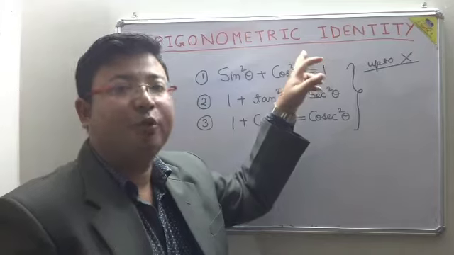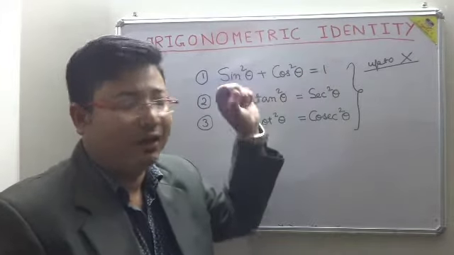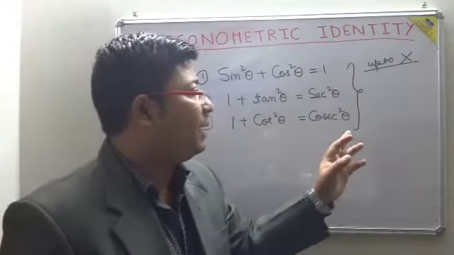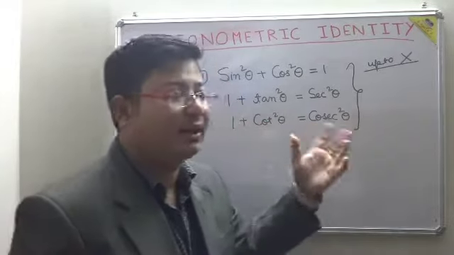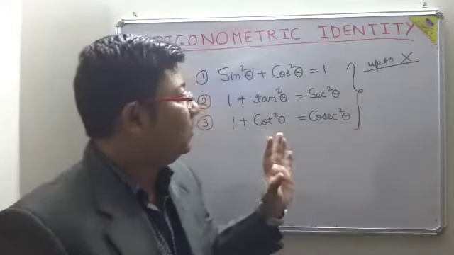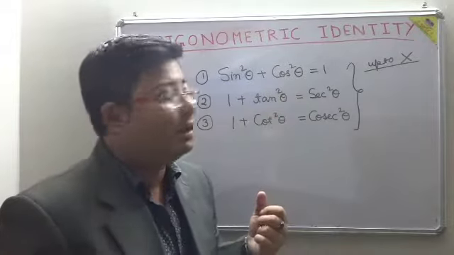An equation involving the trigonometric ratios of some angle. Of some angle means what? In a right angle triangle we have assumed that one angle will be 90 degree, obviously. And another angle we have assumed that is theta. This theta, of some angle, is known as a trigonometric identity.